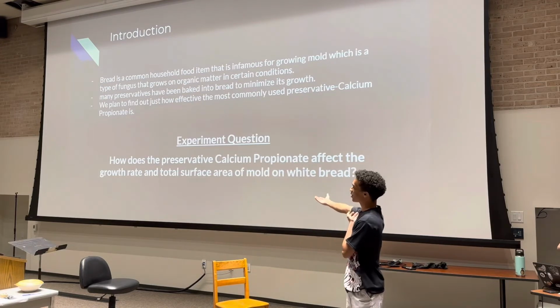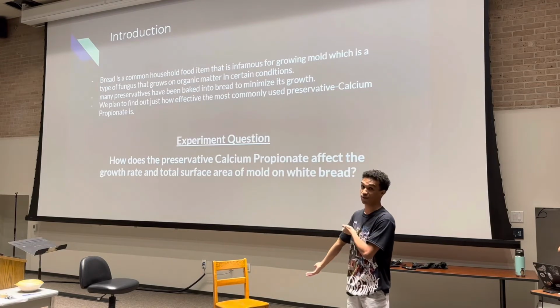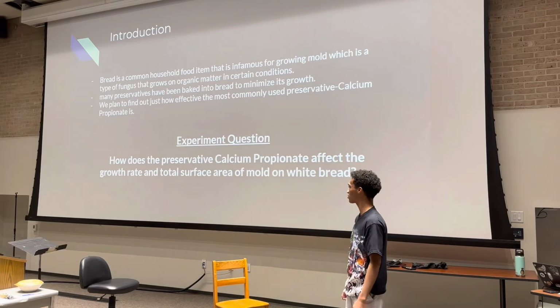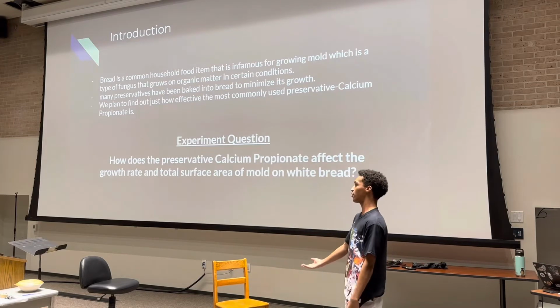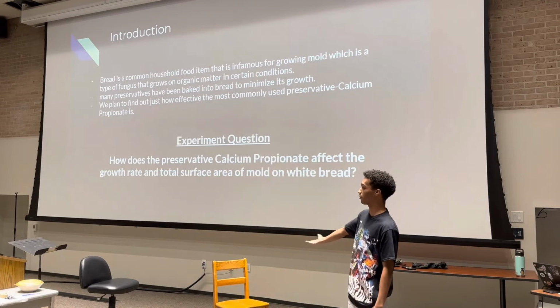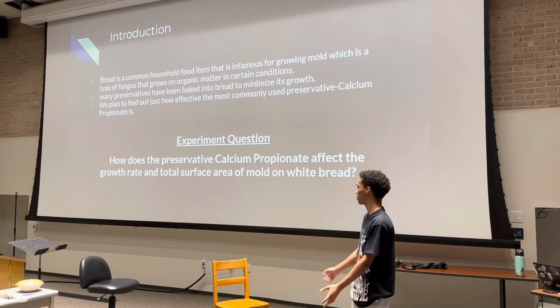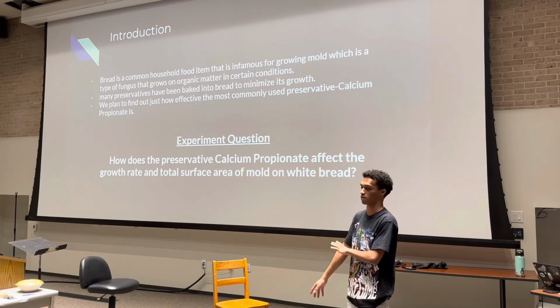So our experiment question is, how does a preservative known as calcium propionate, which is used in almost every single food, affect the growth of mold and the rate of it, and how does it affect white bread specifically, since most people have it?